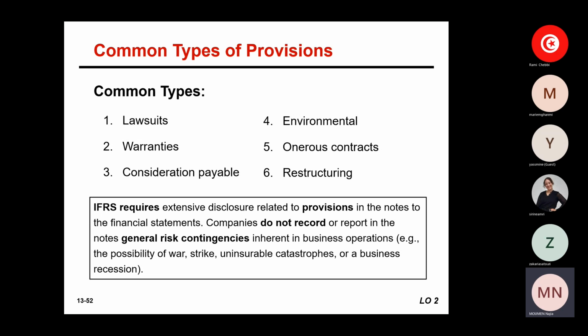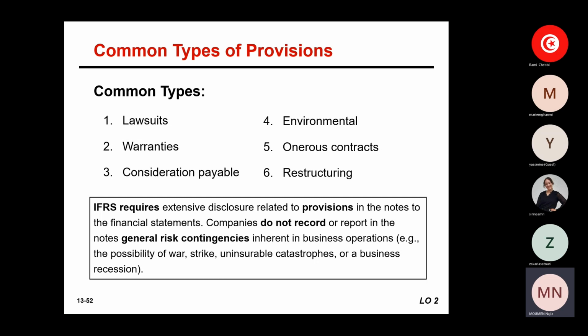So in addition, of course, to making a recording, when the three conditions are met, we will be debiting an expense account and crediting the related liability account. Still, IFRS requires extensive disclosure related to provisions in the notes to the financial statements. So companies do not record or report in the notes general risk contingencies inherent in business operations. So here we're talking about these general risks.